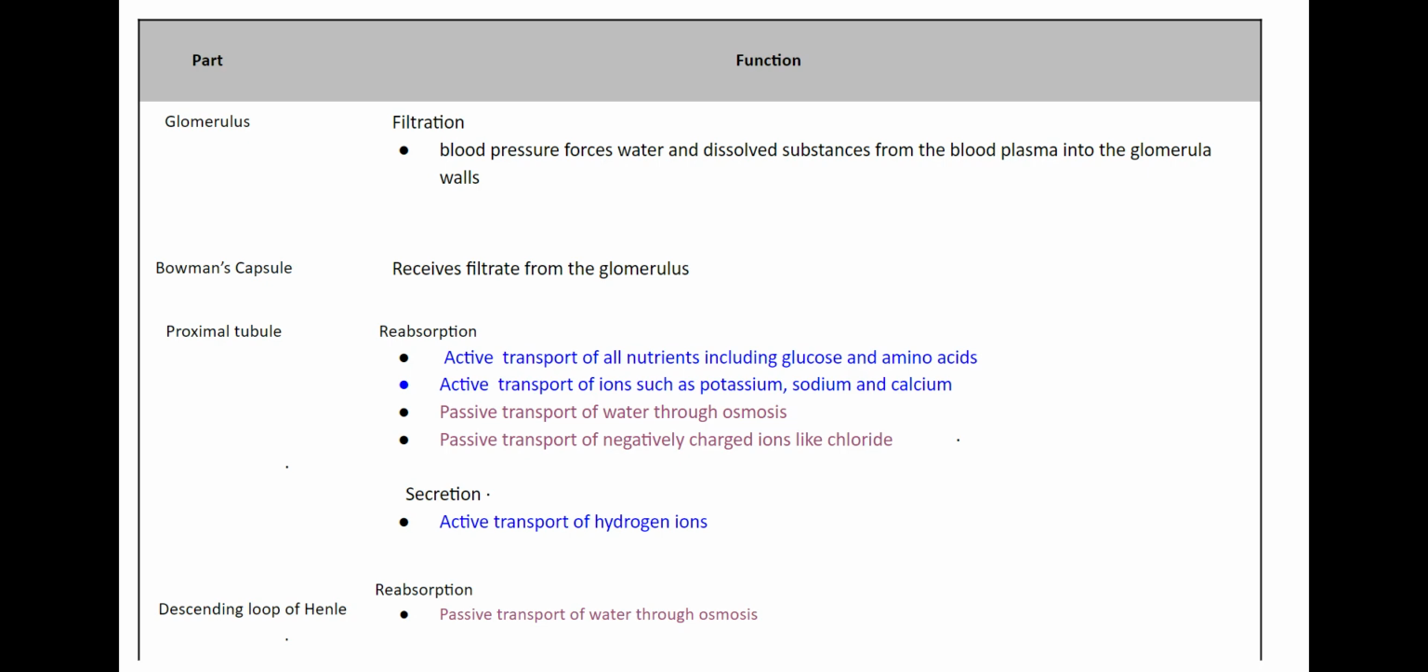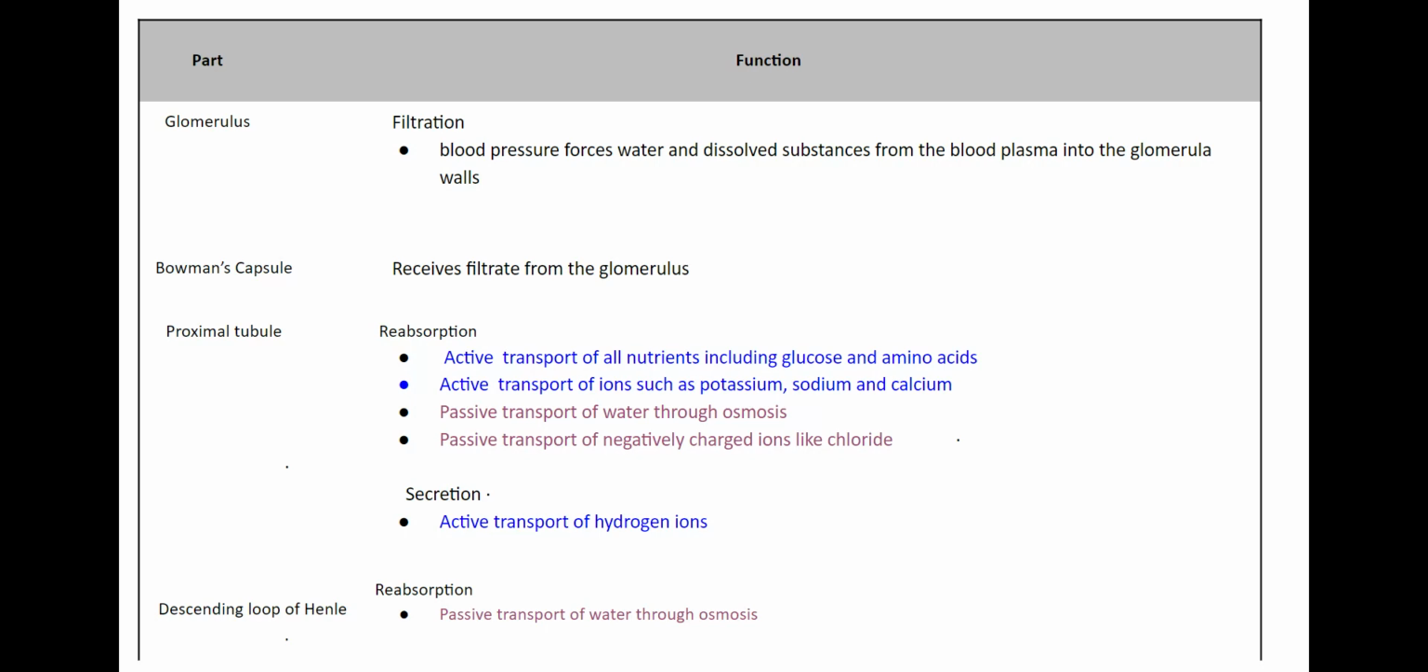So that's the first part of the kidney. Right away, I take a lot of really good things and put them back into the blood so that my blood can use glucose, amino acids, sodium, calcium, all these really good things. It needs them back in the blood to help my body run.